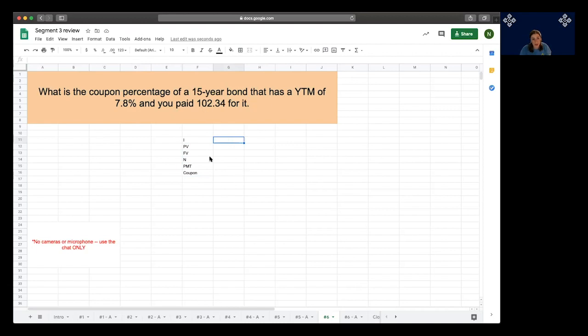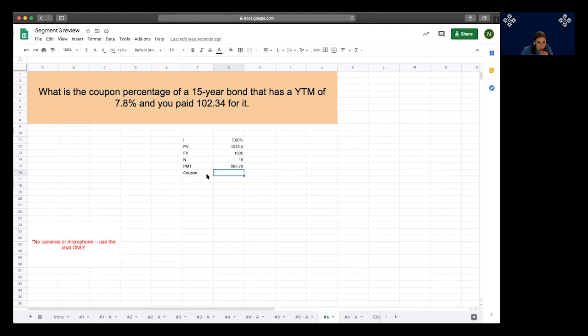Reading through the problem, we have a yield to maturity of 7.8%. Then we have a present value of negative 1,023.4. And then we have a future value of 1,000 because it is a bond, and an N of 15. Now there's nothing that has to be adjusted, so we're just going to solve for a payment. You take your rate, your number of periods, and your present value and future value to solve for the payment.